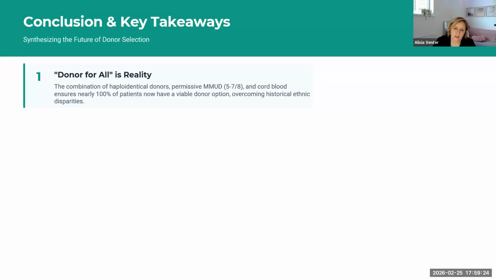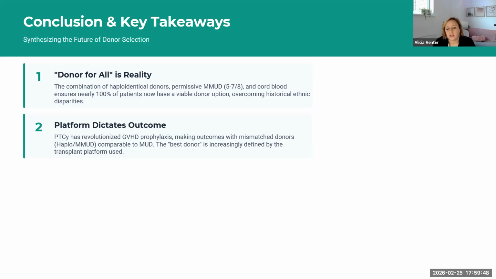So in conclusion, we have a few key takeaways that I would like to leave you with today. First, there is a donor for all, in reality. With all of the new sources available, and with the advent of PTCy, or the more readily available PTCy protocols, there is potentially a donor for everyone now. You should rather think in terms of what is possible. Since the outcomes for mismatched donors are now very similar to that of a matched donor, you should let the source dictate your decision making and the time frame for your patient.